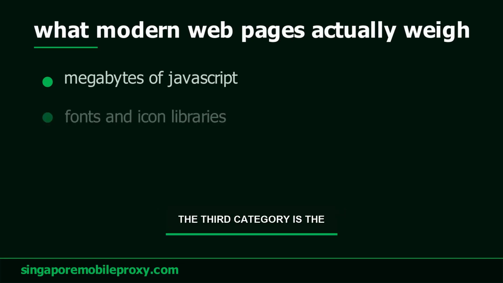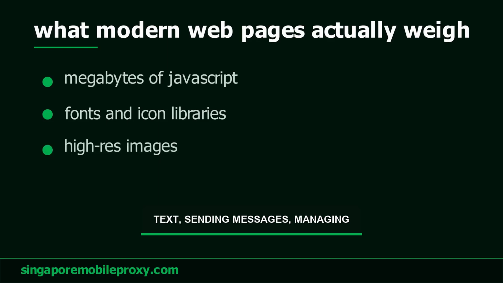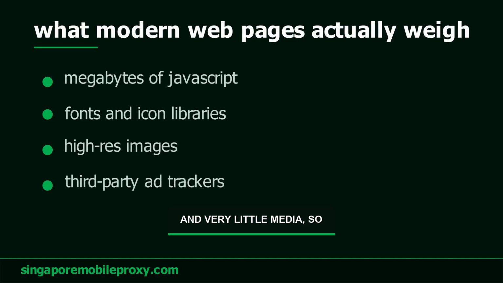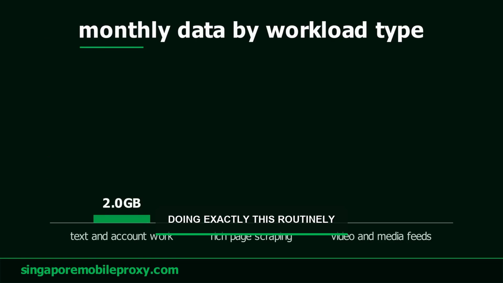The third category is the light one, and it is most account work. Logging into an account, posting text, sending messages, managing a profile, checking a dashboard. That is mostly small requests and very little media, so it sips data rather than gulping it. If your whole use is running a handful of accounts and doing normal actions on them, you need far less bandwidth than the big plans assume. People doing exactly this routinely overbuy by a huge margin.